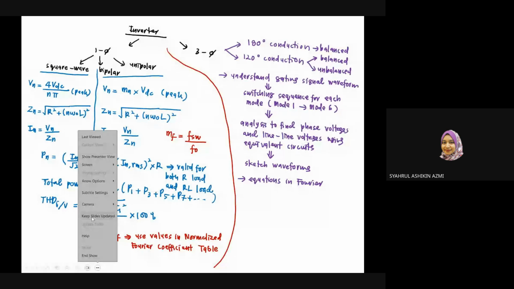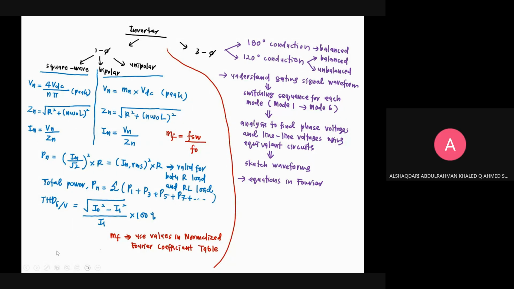Keep the slide updated. What was that? Doctor, do we have a question on PWM for three phase? No. Only using 180 and 120 conduction. Okay, thank you, Doctor.